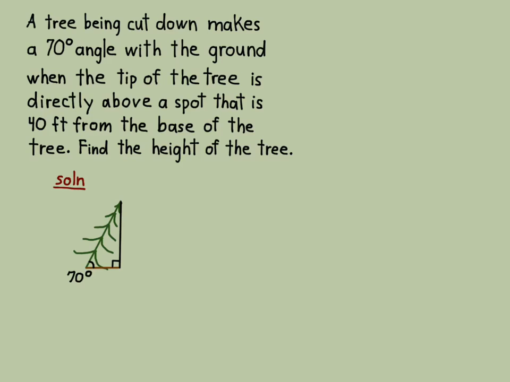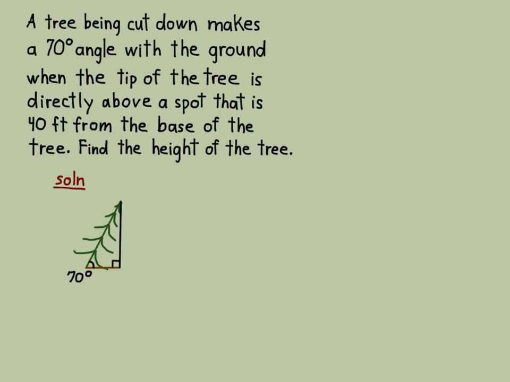So it's being chopped down, and at the present, it makes a 70-degree angle with the ground. 90 degrees would be straight up, so this is tipping over a bit. For some reason, it hasn't fallen. Maybe it's leaning against another tree or something. But anyway, it makes a 70-degree angle with the ground when the tip of the tree is directly above a spot that is 40 feet from the base of the tree.